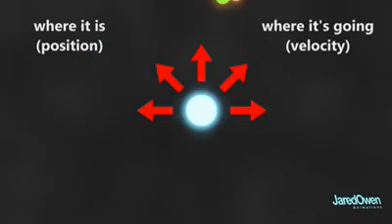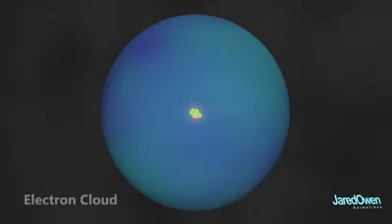Now let's go to the size of an atom. With an electron, things are a little different. We can't know exactly where it is and where it's going. We can only know one or the other at any given time. This means it is impossible to really know what the electron is doing. The best we can do is predict where the electron will be found. This area is most commonly known as the electron cloud.